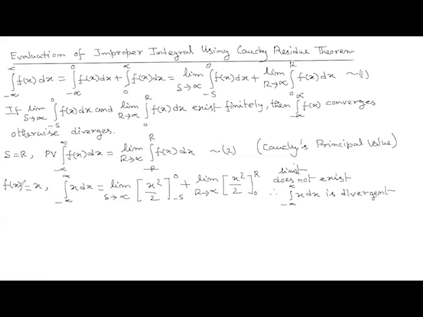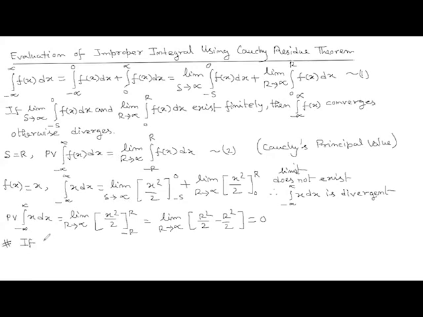Now, if we take the Cauchy's principal value of this integral, PV of minus infinity to plus infinity x dx, from expression 2 we are getting limit r tends to infinity, x square by 2 from minus r to plus r, which is equal to r square by 2 minus r square by 2, so it is 0. That means it is a finite value. So Cauchy's principal value exists finitely, although the integral is divergent. So here we have the result.